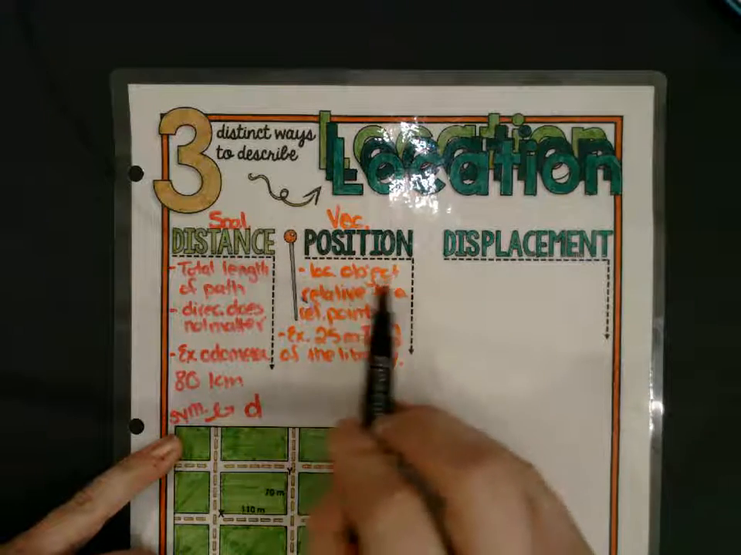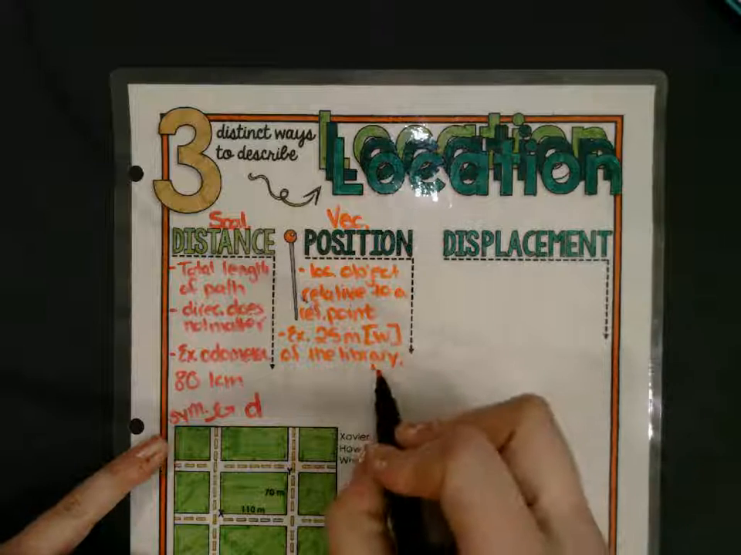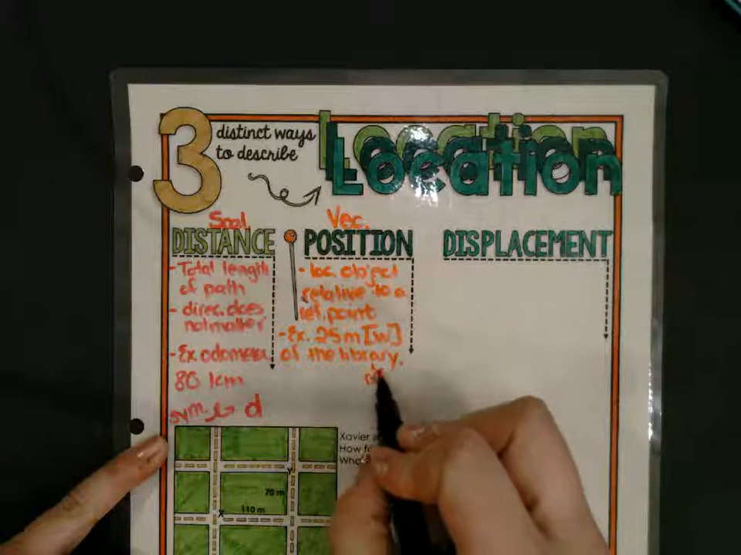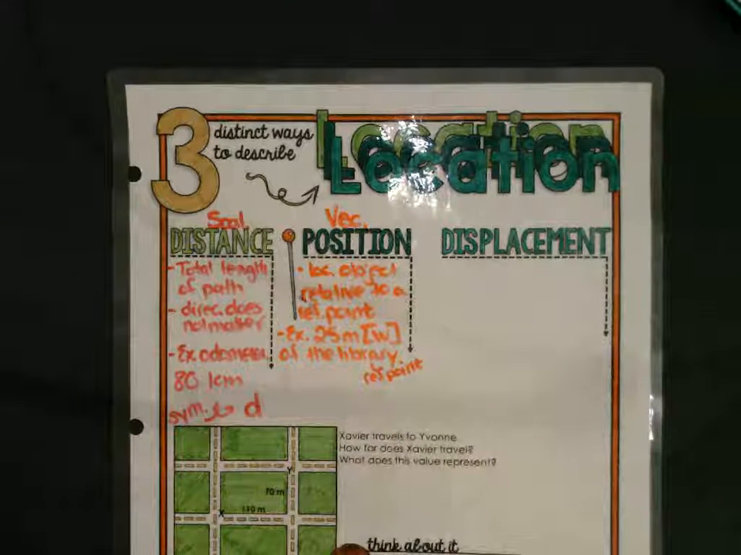I said the position was the location of an object relative to a reference point. My reference point in that example is my library. That's what I'm comparing it to. That's what's not changing. It stays the same. Another reference point would be like a tree. Trees are usually in the same place all the time. A house would be a reference point.